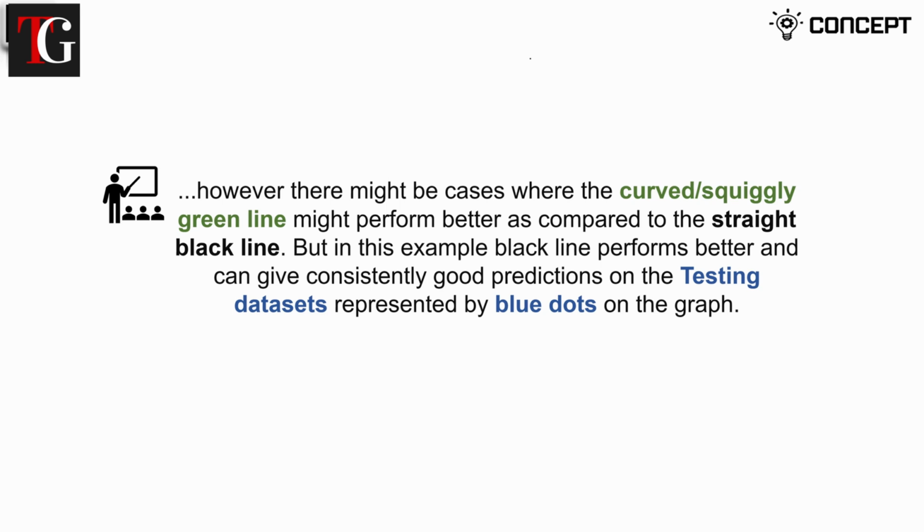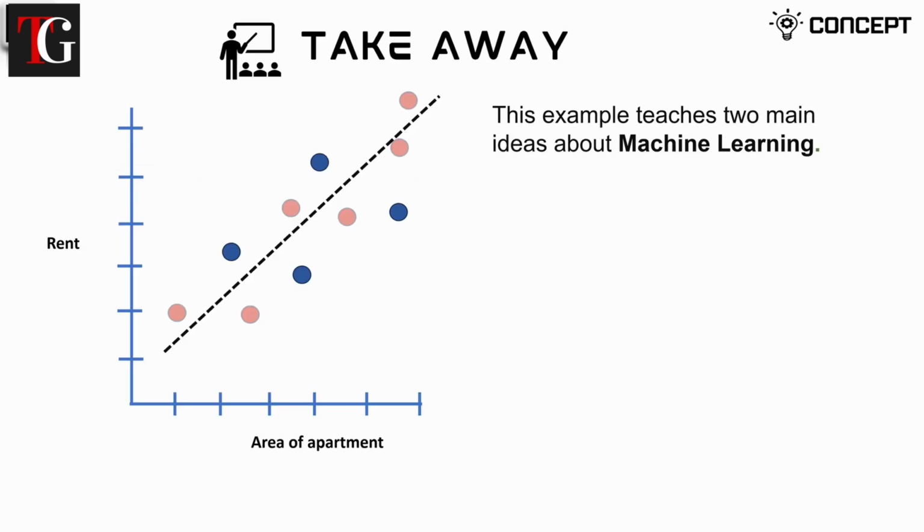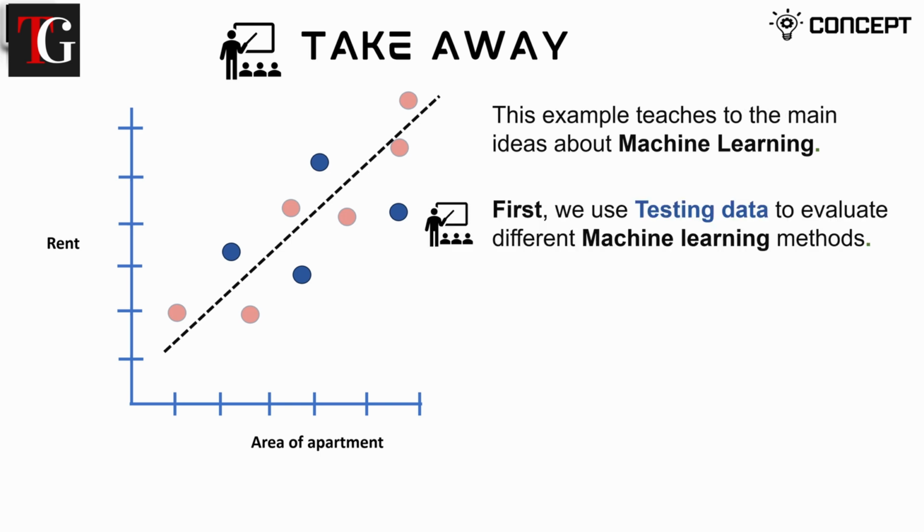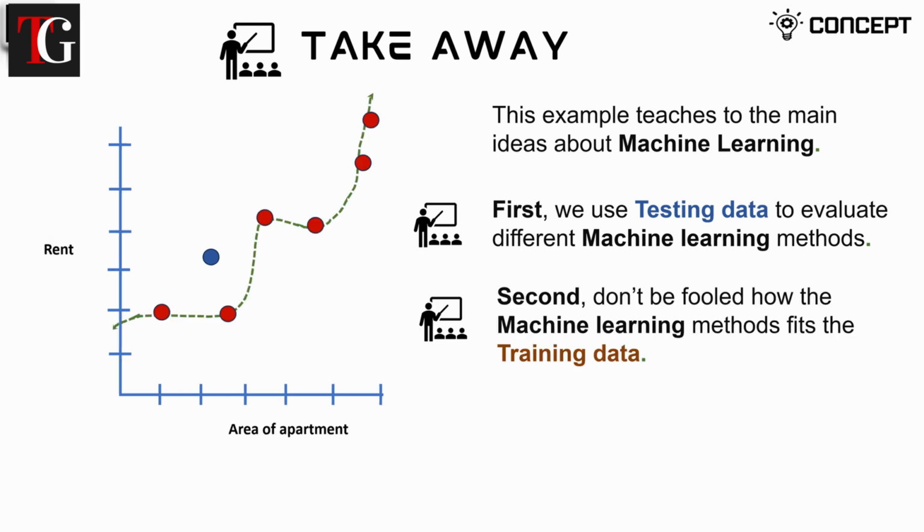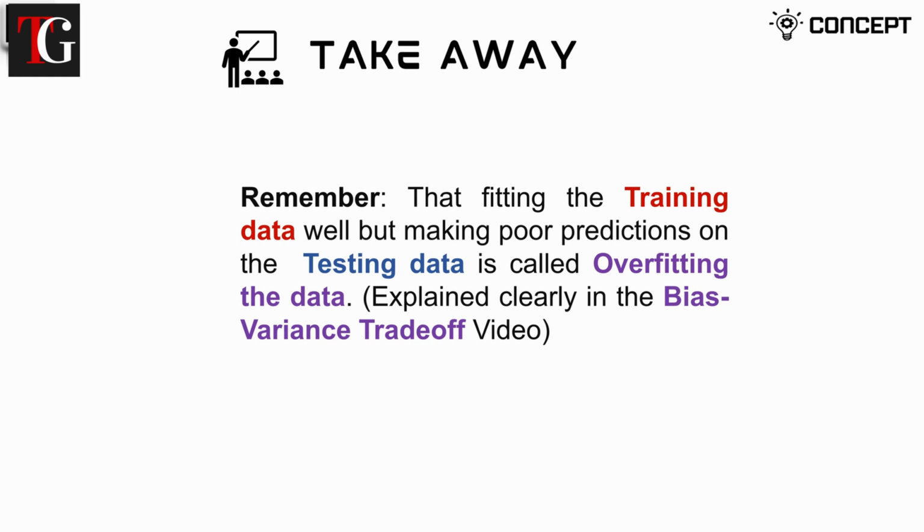Few takeaways from this video. This example teaches two main ideas about machine learning. First, we use testing data to evaluate different machine learning methods. Second, don't be fooled by how the machine learning methods fit the training data. Remember that fitting the training data well but making poor predictions on the testing data is called overfitting the data.